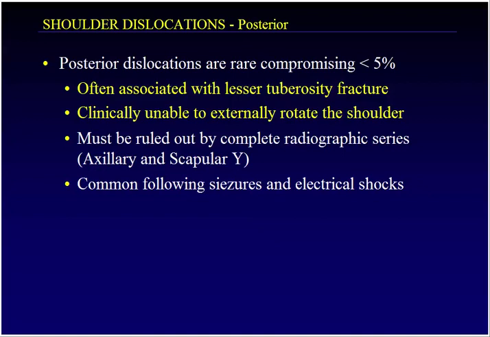Clinically, the patients will be unable to externally rotate their shoulder. You rule it out by a complete radiographic series. You have to have both the axillary lateral and the scapular Y view to make the diagnosis or to rule out the diagnosis. And the clinical scenario that you'll see on your test exams where you would be thinking about a posterior dislocation would be patients that have sustained electrical shocks or patients with seizure disorders.